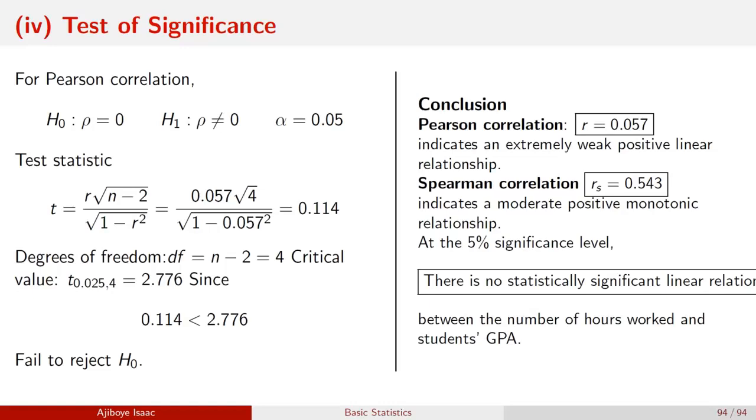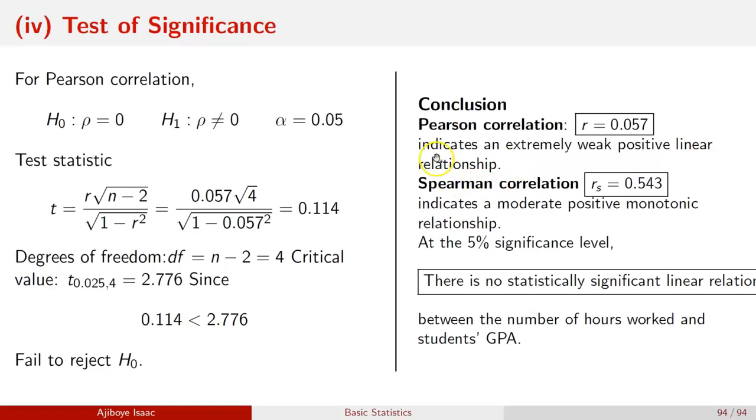At degrees of freedom of n minus 2, which is 4, we obtain the critical value t 0.025, 4, which gives us 2.776 from the t table. And since our test statistic is less than the critical value 2.776, we fail to reject the null hypothesis.